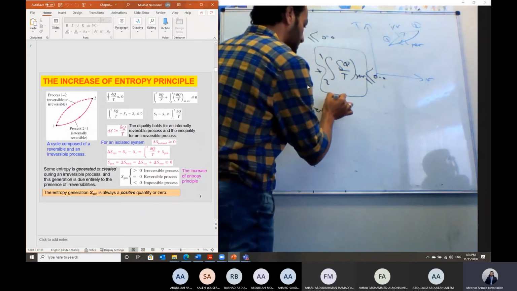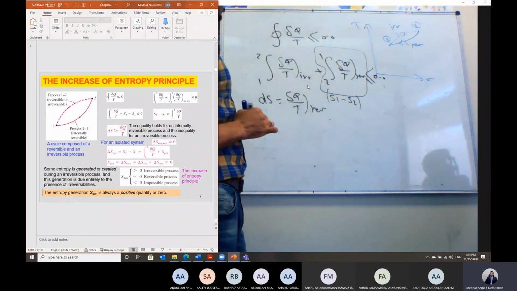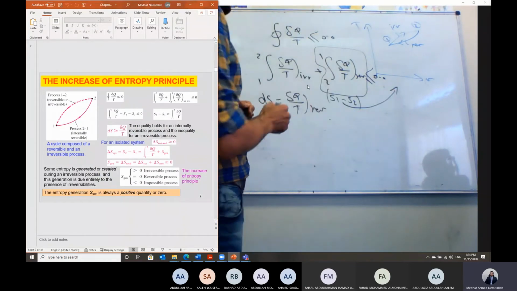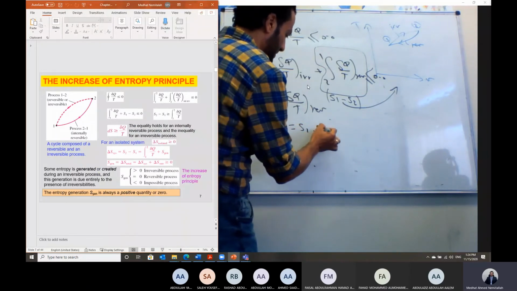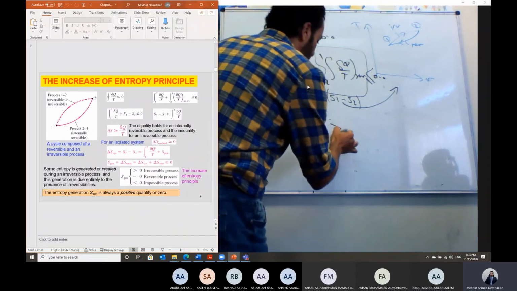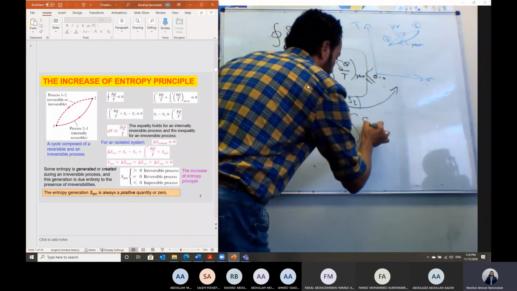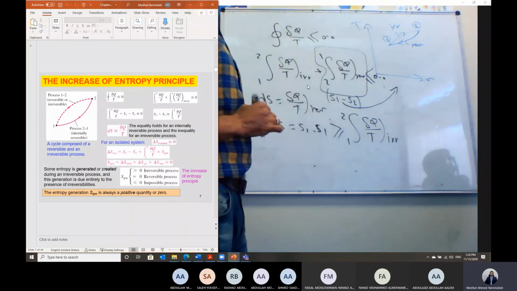So this term will equal S1 minus S2. Right, let's take this S1 minus S2 to the other side. It will be S2 minus S1, which is delta S, which is S2 minus S1. That should actually be greater than or equal to the integration for the process from 1 to 2 of delta Q over T for the irreversible process.